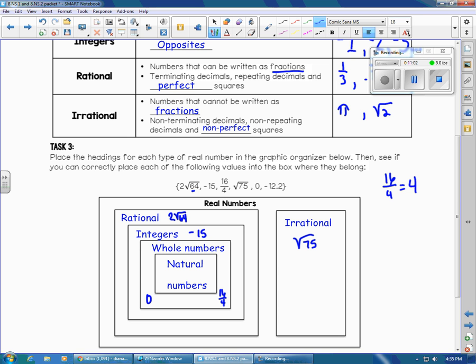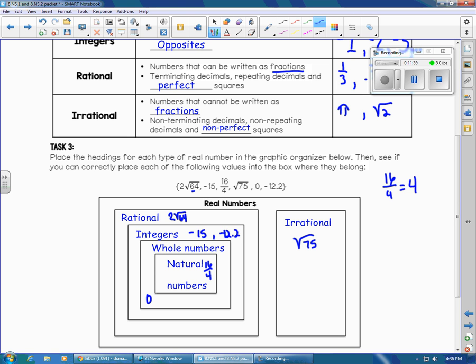Negative 12.2. Oh, you know what? I should have put 16 divided by 4 in natural numbers because 4 is a counting number. My apologies. It would fall under both, but I just wasn't thinking about it clearly enough. So that's going to be a natural number because the answer is 4. Whole number would be 0. Integer is negative 15. Rational is 2 times the square root of 64. Negative 2.2 is also going to be an integer. Let's see.